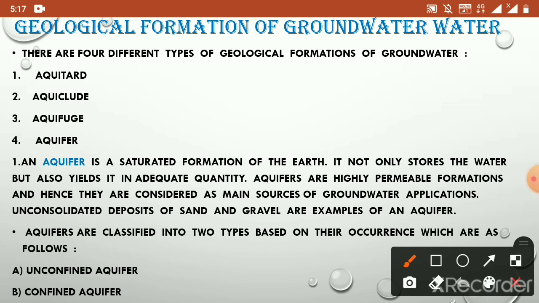First, we will discuss the aquifer. An aquifer is a saturated formation of the earth. It not only stores the water but also yields it in adequate quantity. Aquifers are highly permeable formations, and so they are considered the main source of groundwater applications. Deposits of sands and gravels are examples of aquifers. Aquifers are further classified as unconfined aquifers and confined aquifers on the basis of their occurrence.